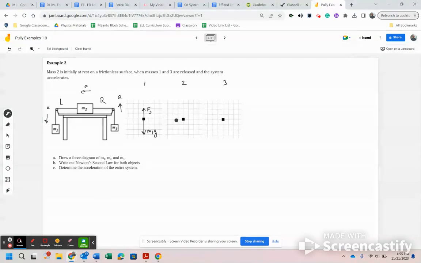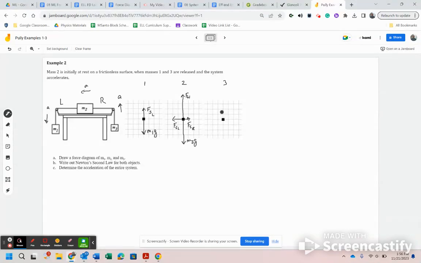For the middle object, and by the way, this is the left string because there are two different strings. For object number 2, we have the left string pulling to the left and the right string pulling to the right. And the right string has to be smaller than the left string because it is accelerating to the left. M2, visually speaking, is the most massive. So you have the normal force and mg being quite large there.